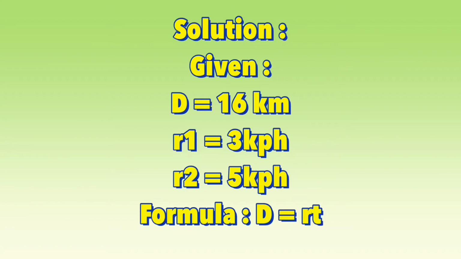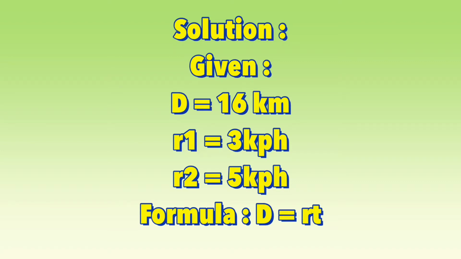The distance is 16 kilometers. For Lorna, we have 3 kilometers per hour the rate, and for Peter it is 5 kilometers per hour. And we have to use the formula D equals rate times time. This is the constant formula, the uniform formula. When we say uniform motion, meaning to say this speed is constant.